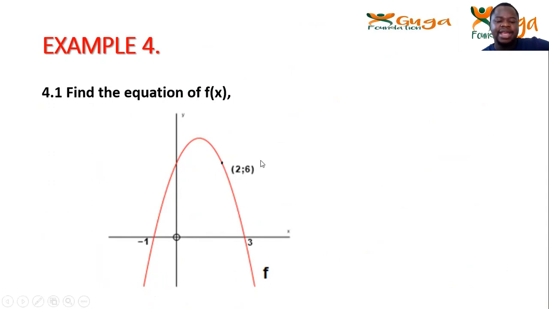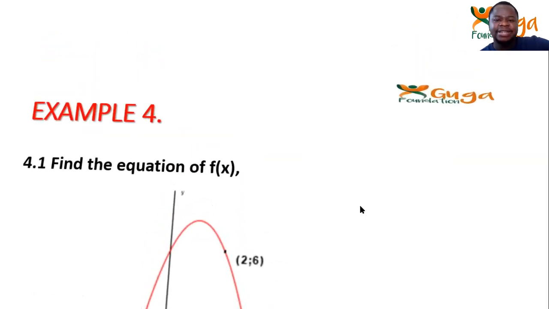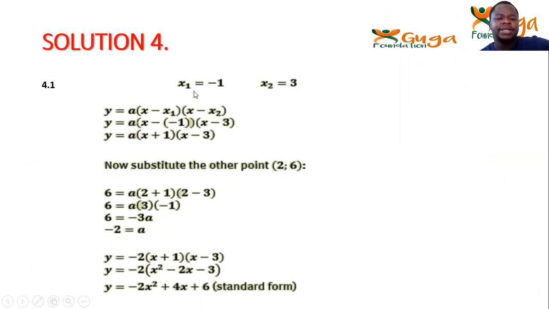You are also given a point. So in other words, you're going to use the formula y equals a(x minus x1)(x minus x2). Then you substitute the x-intercepts. Then you substitute a point. Then you solve for a. Then you substitute your a and write your equation. Very simple and straightforward. Now, okay, this is what I was explaining. x1 is equal to negative 1, x2 is equal to 3. These are your roots.